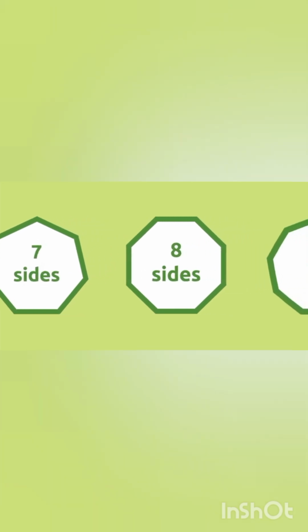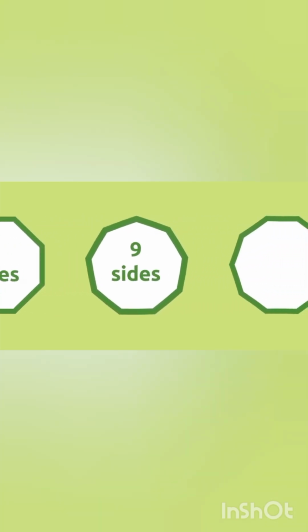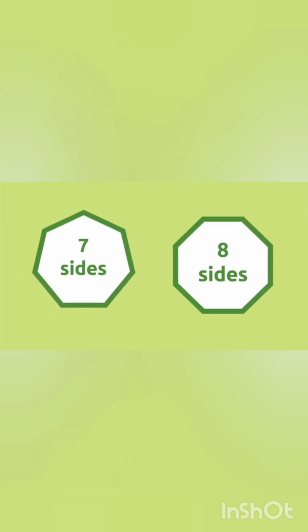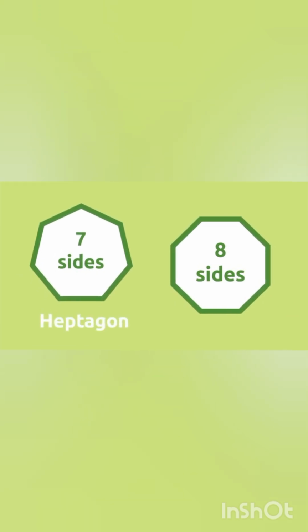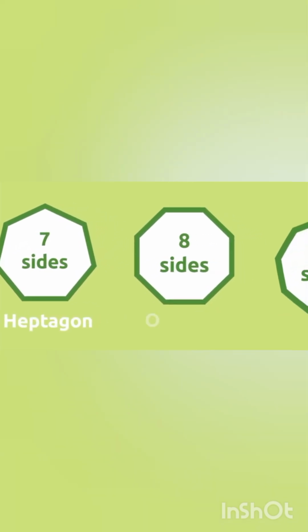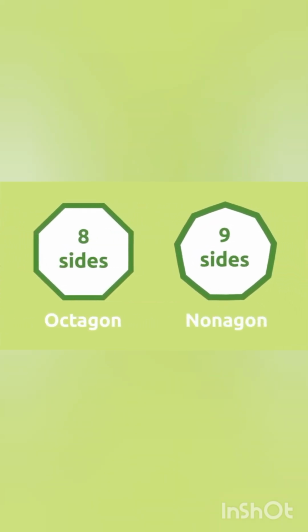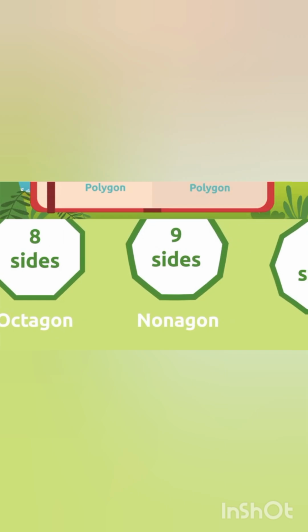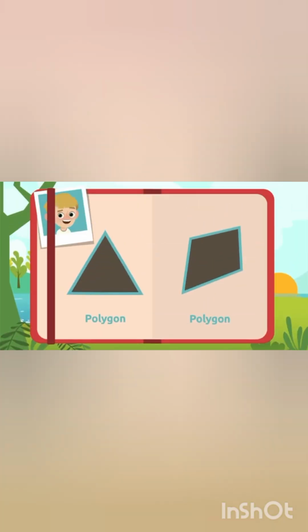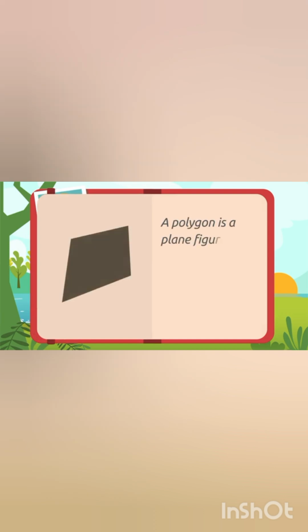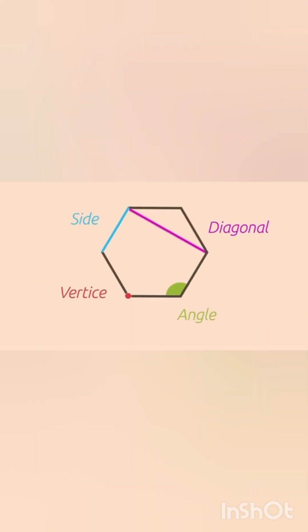And polygons which have 7 sides, 8 sides, 9 sides and 10 sides also have special names, depending upon their number of sides. If it has 7 sides, it is called heptagon. If it has 8 sides, it is called octagon. If it has 9 sides, it is called nonagon, like that. So from this we can conclude the basic idea of a polygon, which means it is a closed shape formed by some straight lines.